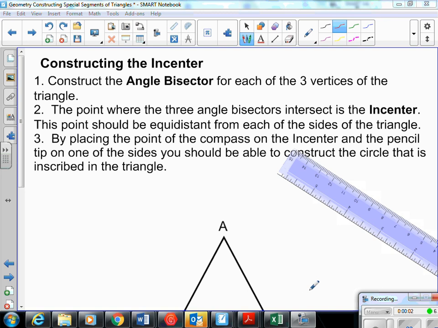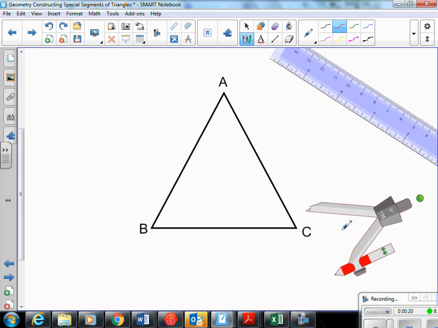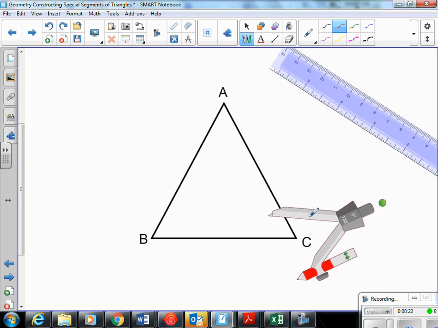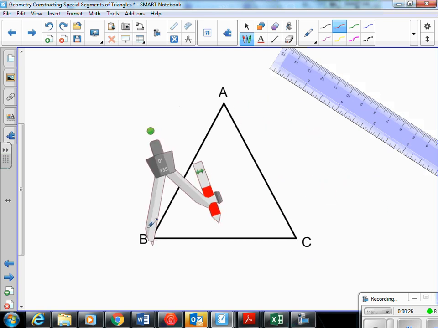Alright, so today we are looking at the process to construct the incenter, which if you remember is the intersecting point of the three angle bisectors of a triangle. In order to find the incenter, we have to construct at least two of those angle bisectors. I'm going to start down here on our triangle at angle B. We're going to construct the angle bisector for angle B.